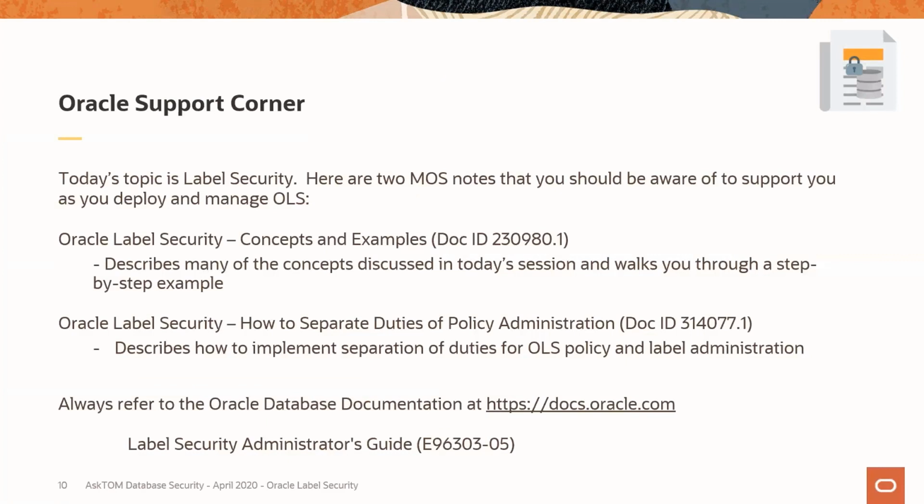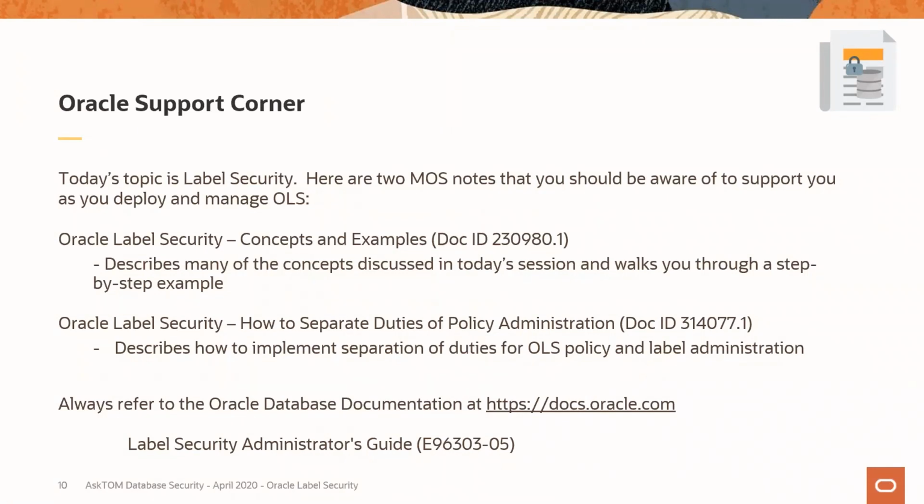In the support corner this month, today's topic is label security. There are 2 notes that you should be aware of. One of those is label security concepts and examples. Alan's getting ready to go through a description of label security, where he's going to talk about groups and all kinds of concepts that you may not have run across before. If you would like a little more reading on it, this note gives that to you along with a step-by-step example. The next one is label security, how to separate duties of policy administration.